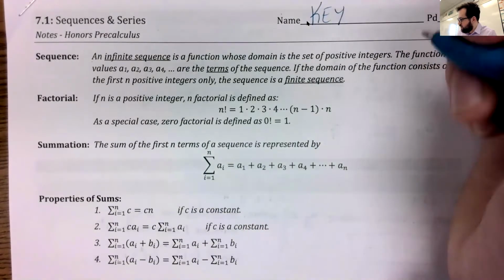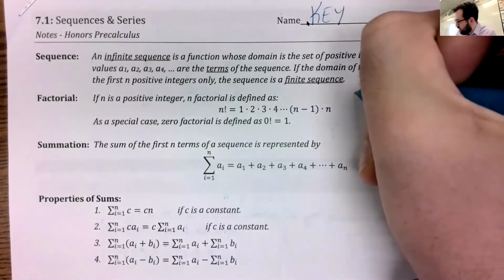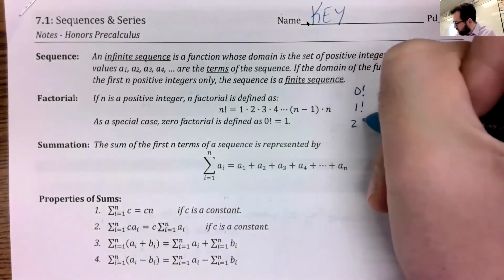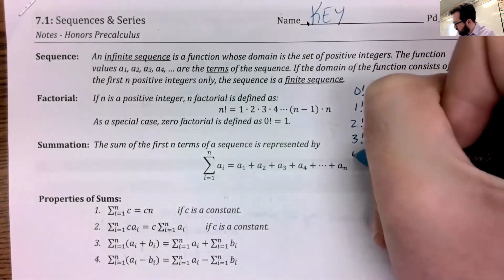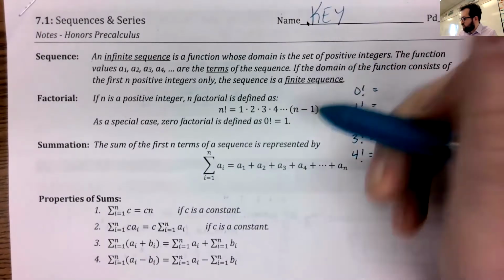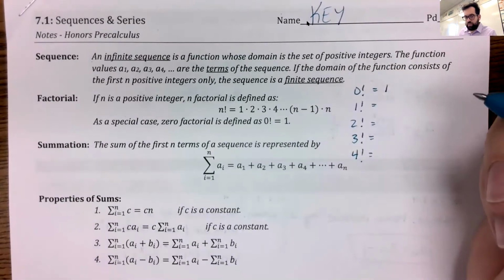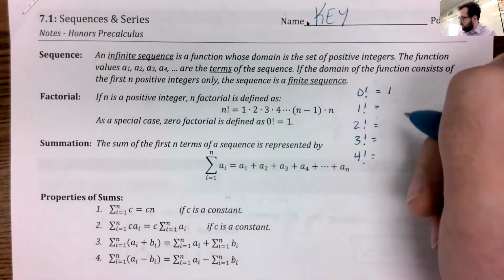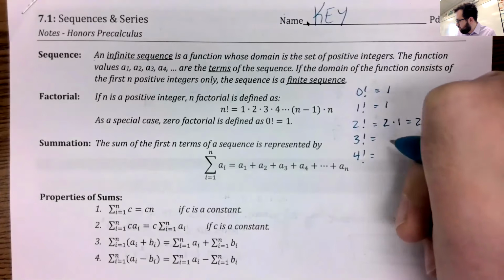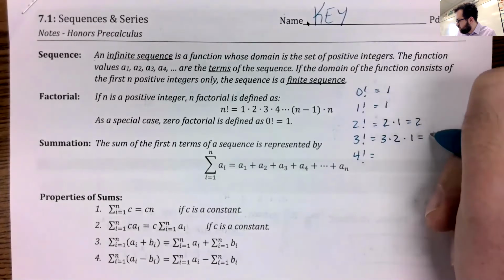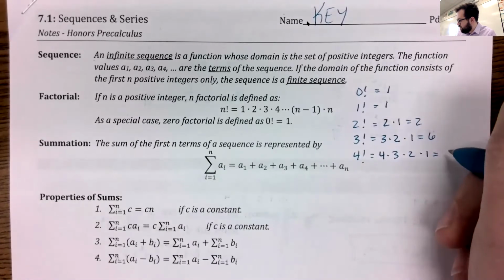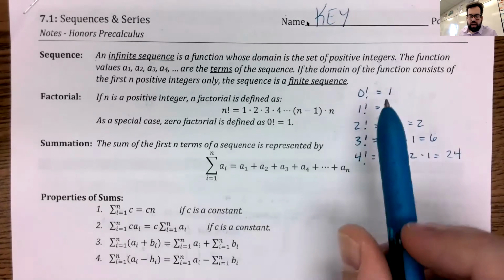So, just to make this clear, let's do a couple examples over here on the right. So we have 0 factorial, 1 factorial, 2 factorial. Let's do like the first 5. 0 factorial is defined especially as 1. 1 factorial would also be just 1. 2 factorial would mean 2 times 1. 3 factorial would be 3 times 2 times 1. 4 factorial would be 4 times 3 times 2 times 1. Okay, so you get the idea, hopefully.